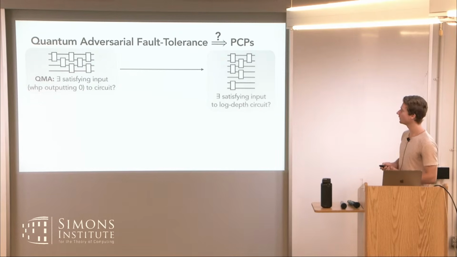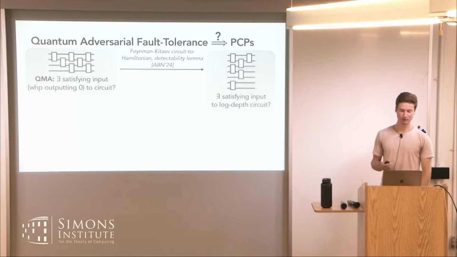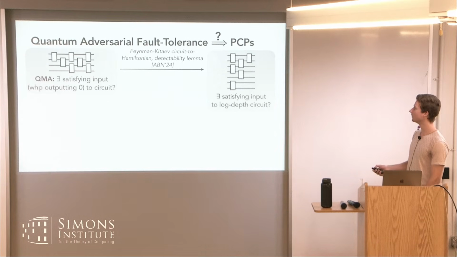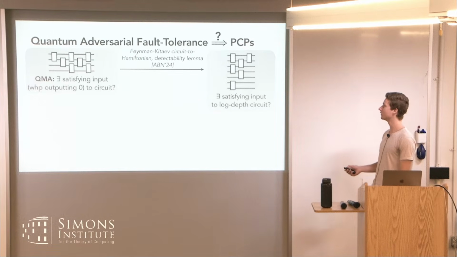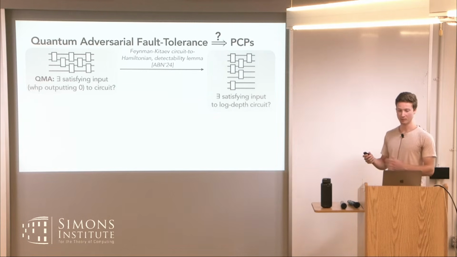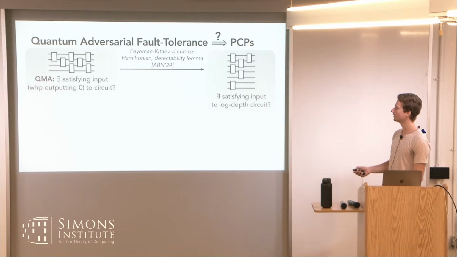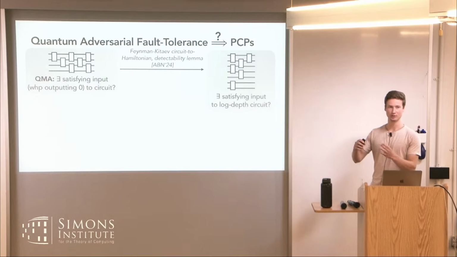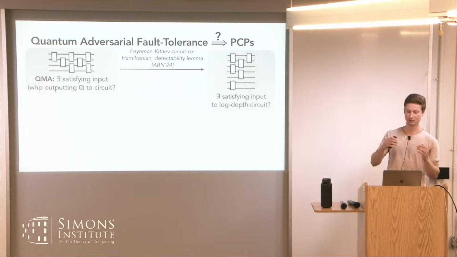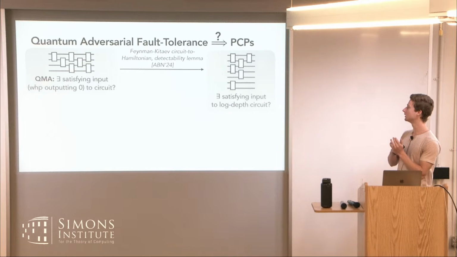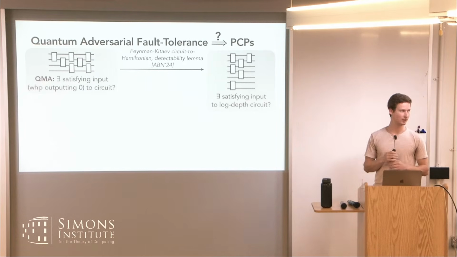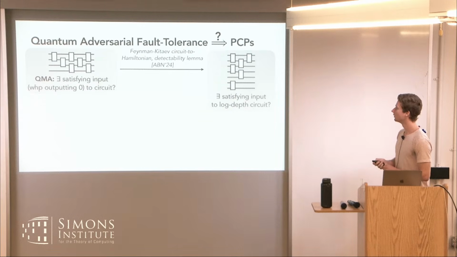The first step, again, is similar to last time. We want to compile the circuit to a new log depth circuit such that this log depth circuit has a satisfying input if and only if the original circuit has a satisfying input. This is already harder than the classical one, but it turns out it's still not that hard. The ABN 24 work showed how to do this compilation step using the Feynman-Kitaev circuit-to-Hamiltonian construction to construct a Hamiltonian from this circuit, and then using the detectability lemma to do a similar thing as we did in the classical setting: measure all of the Hamiltonian checks in a constant depth circuit, and then take the AND of all of them. So the first step is still okay.